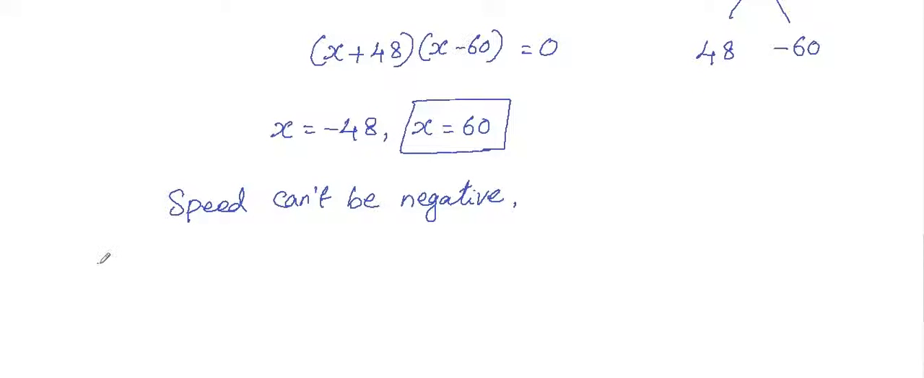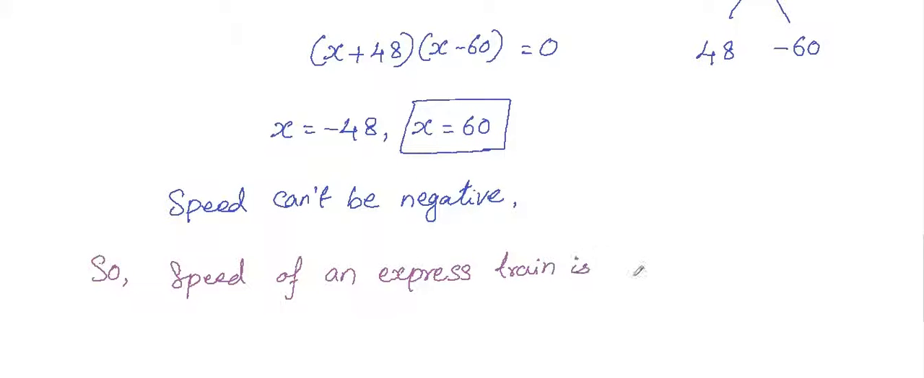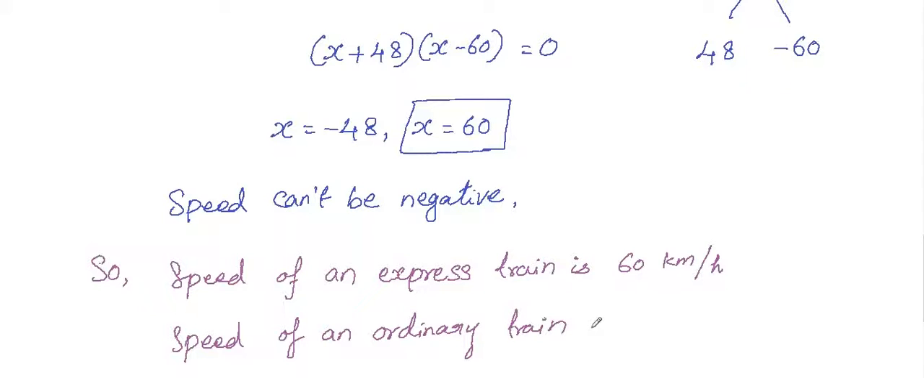So we can conclude that the speed of the express train is 60 kilometers per hour, and the speed of an ordinary train is 60 minus 12, because the speed of the ordinary train is 12 kilometers per hour less than the express train. So 60 minus 12 is 48 kilometers per hour. So this is the speed of the ordinary train.